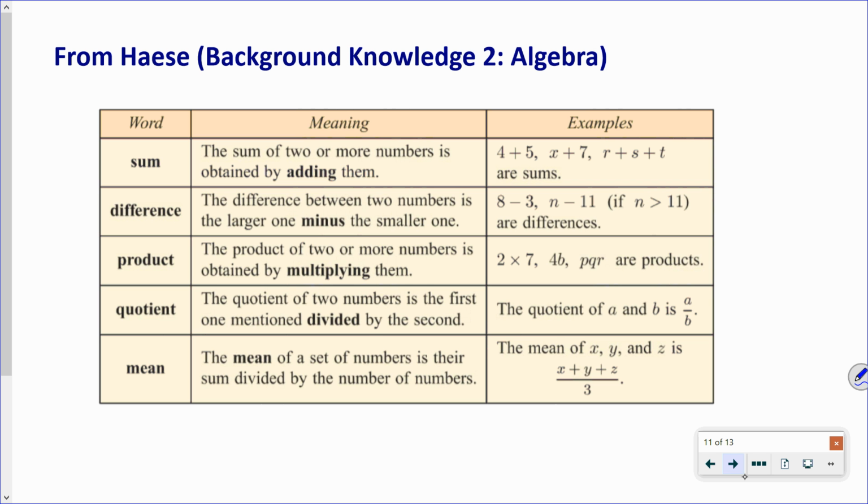They are indicating different operations in math. So sum means addition, difference means subtraction, the larger one minus the smaller one in particular. Product means multiplication, quotient means divide, and mean means average, or add them all together and divide by how many things there are in the group.